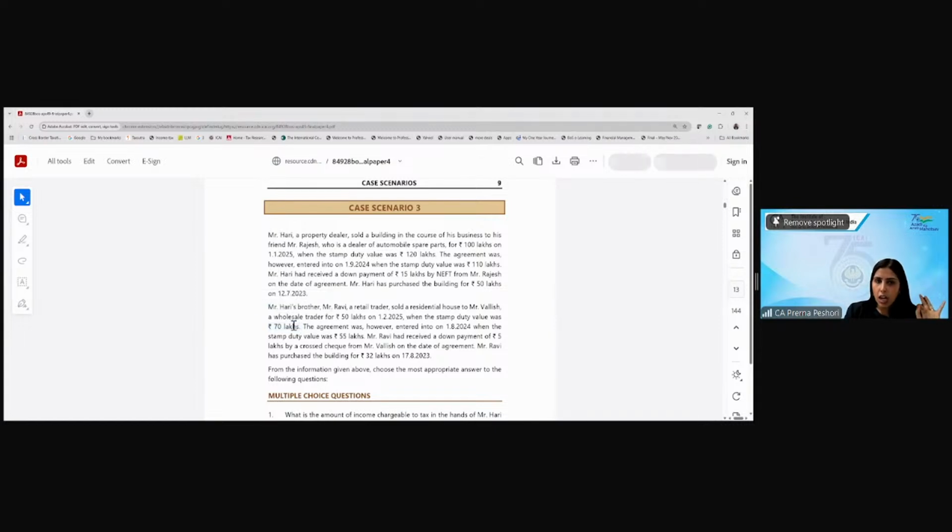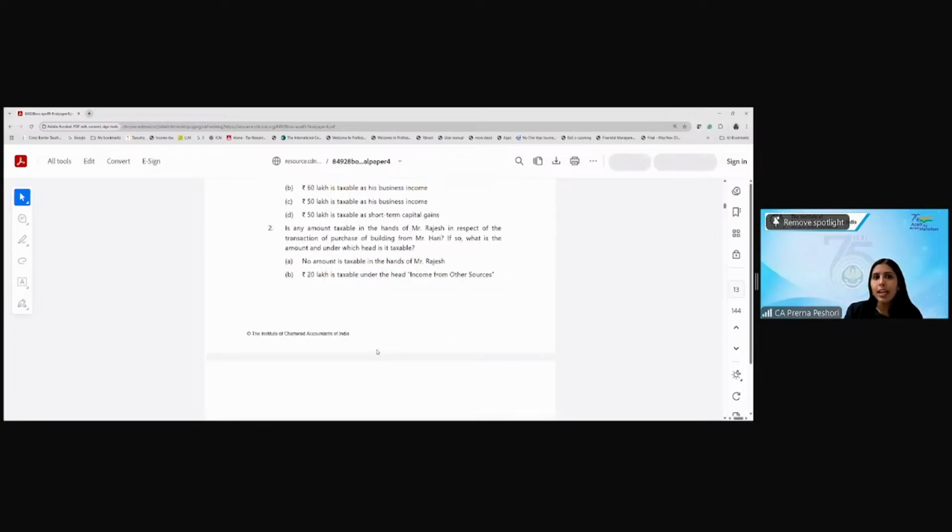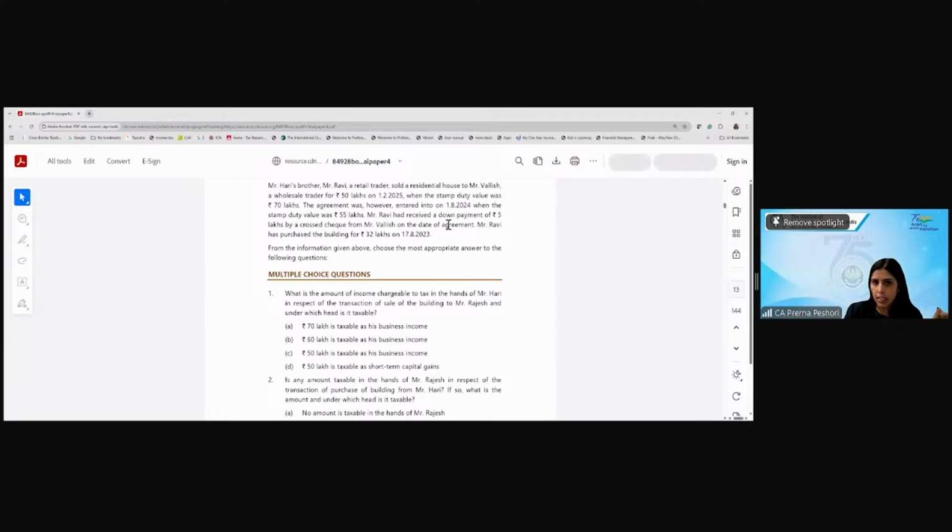So 70 lakh is the amount of my SDV which I have to compare with 50 lakh. Now, whether the 70 lakh is greater than 110% of 50 lakh. So in this particular case, 70 lakh would be the full value of consideration as on that particular date, since it is exceeding 110% of my sale consideration. So my FVC will become 70 lakh minus my cost of acquisition. What is my cost of acquisition? 32 lakh. So 70 minus 32, 38 lakh, and this is short-term capital gain, right?